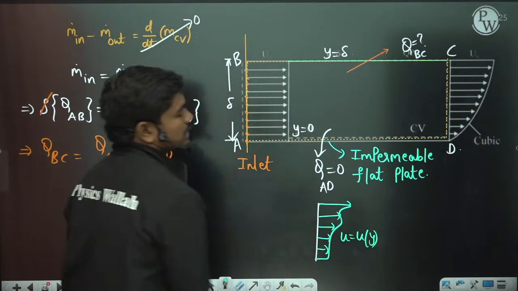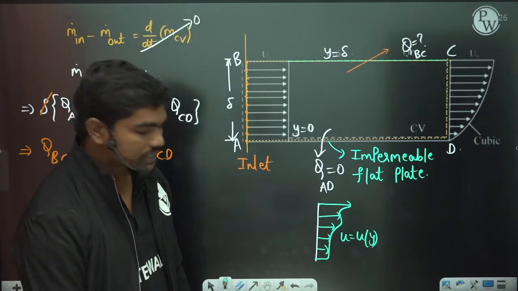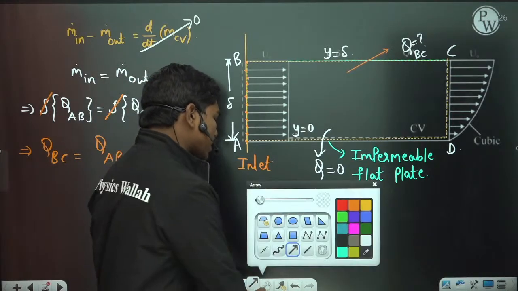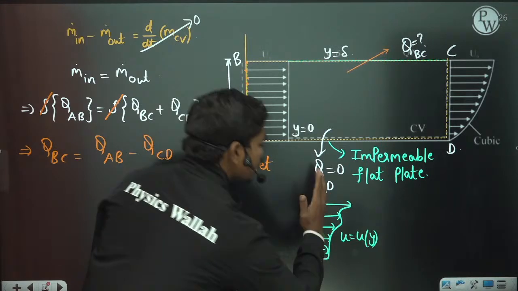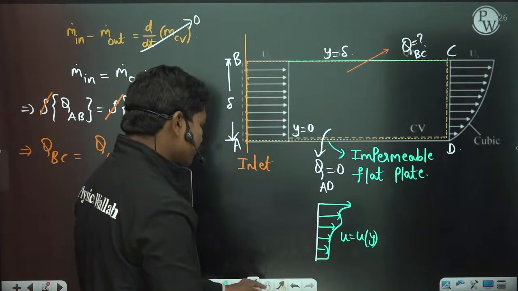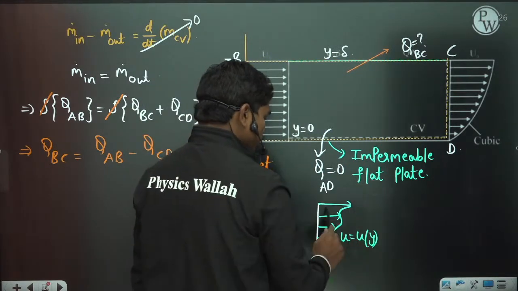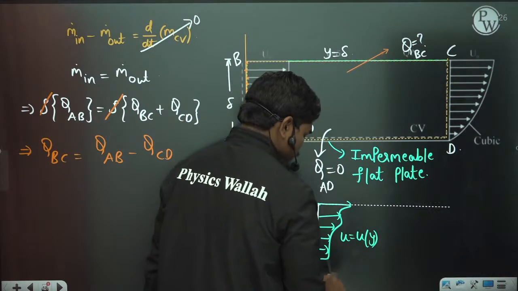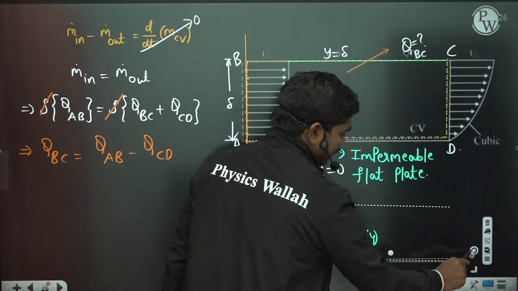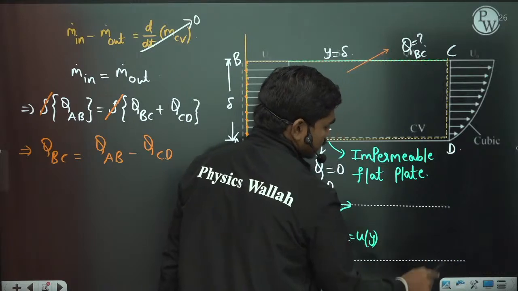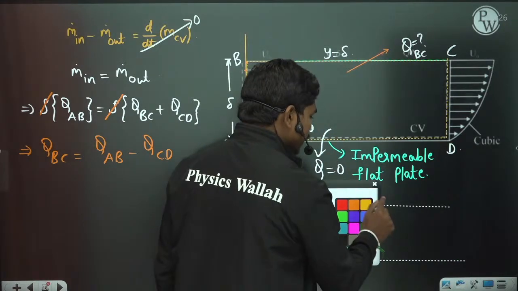Velocity is changing with respect to y. So whenever velocity is changing with respect to y, then if you want to calculate the discharge, try to understand there is a plate like this. In the side view, you have a rectangular plate.